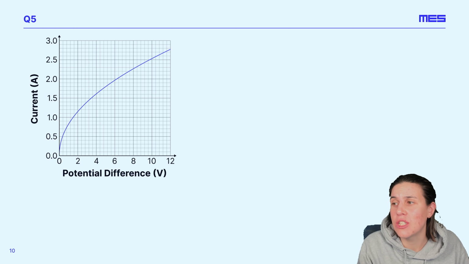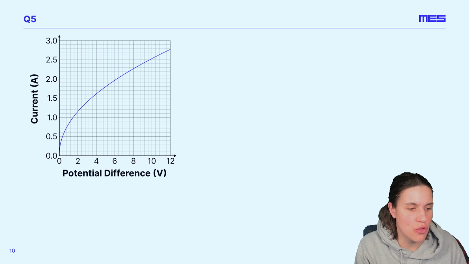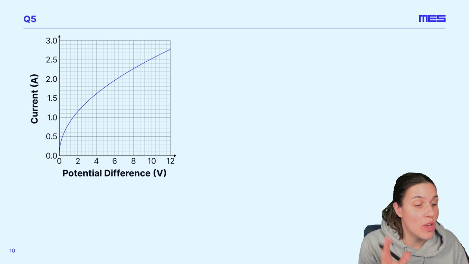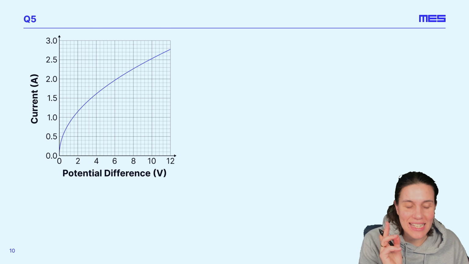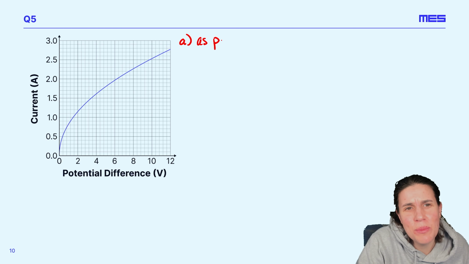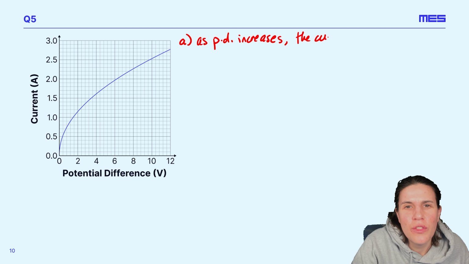And the first thing we need to do is describe the relationship between the current and the potential difference shown in the graph. So if you're ever asked to describe a relationship, this is how you do it. You say whatever's on the x-axis, so in this case, potential difference, and as that increases, what happens to the y? So in this case, we're going to say, as the potential difference increases, I'm going to write potential difference as PD, I hope you don't mind, the current increases.